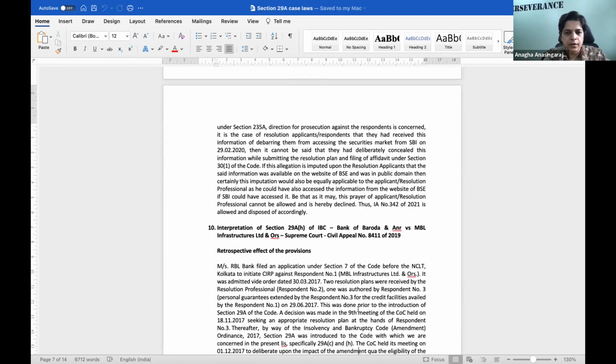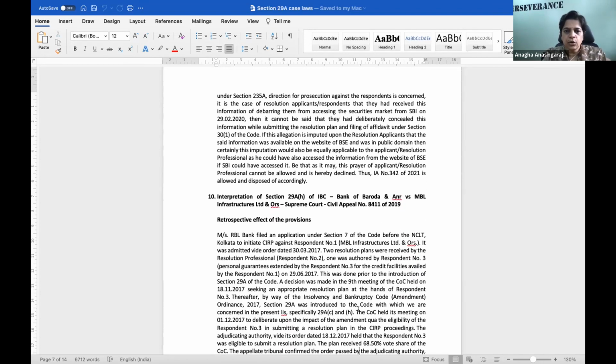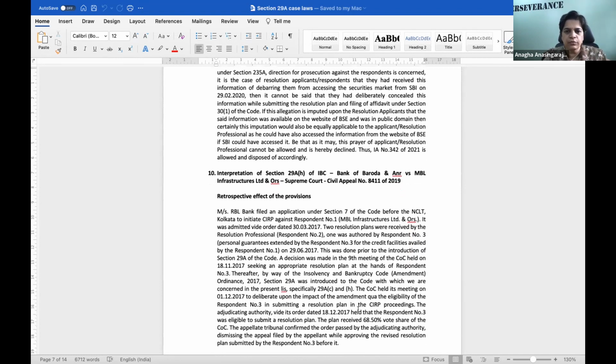Now, this particular case law of Bank of Baroda versus MBL Infrastructure is about the retrospective effect, why it was brought.